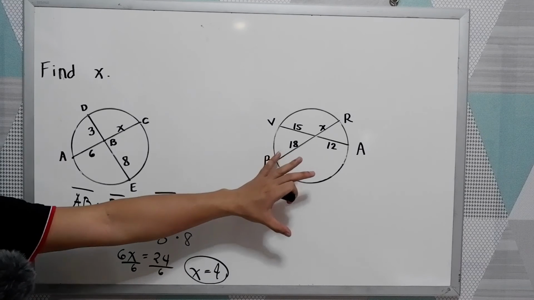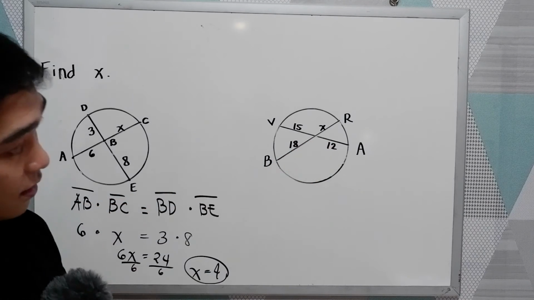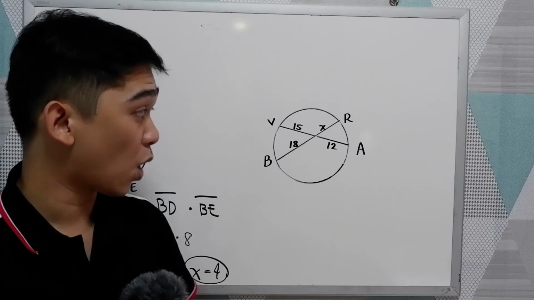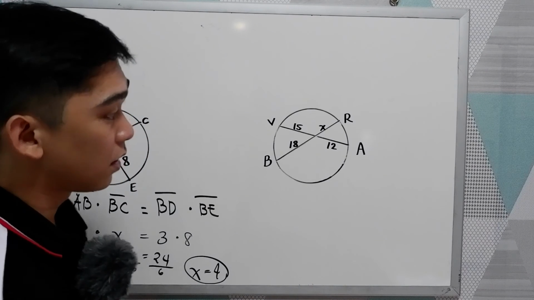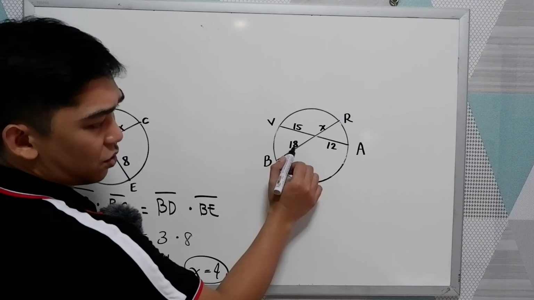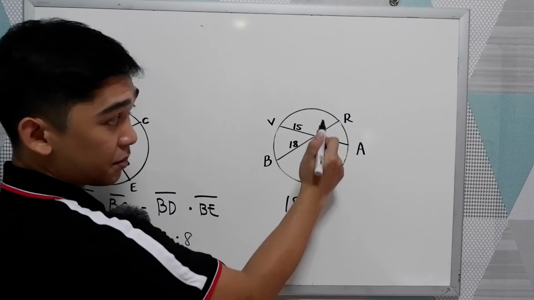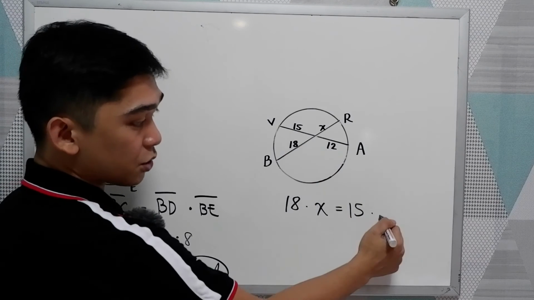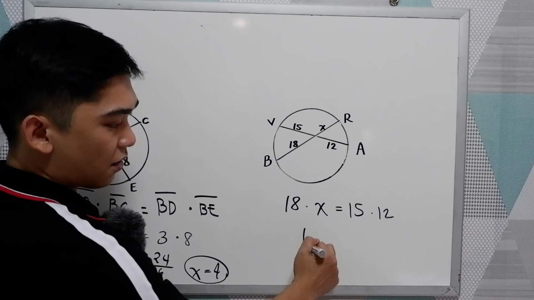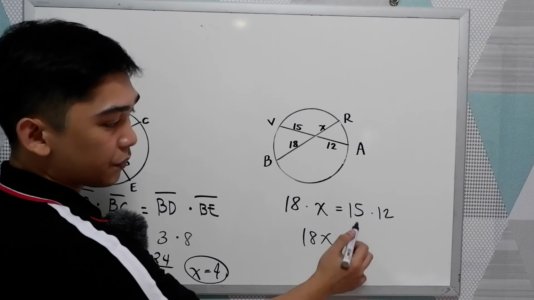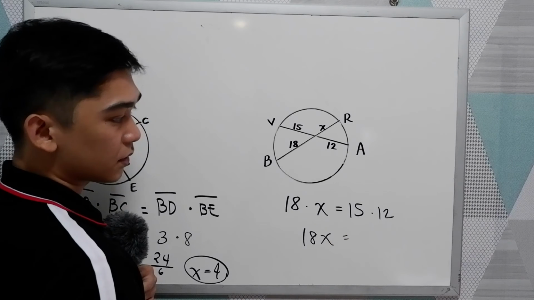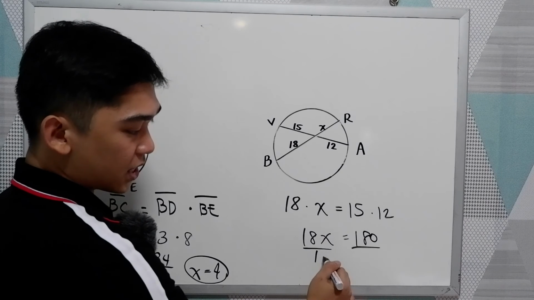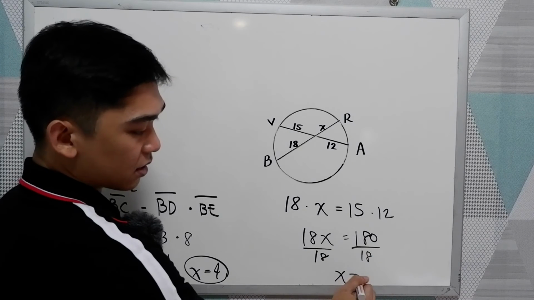Now, solve for x again. If you want to try, pause the video, then after answering, resume watching to check your answer. Let's try to use the shortcut. So we have 18 times x is equal to 15 times 12. So 18x is equal to 15 times 12, that is 180. So divide by 18, x is equal to 10.